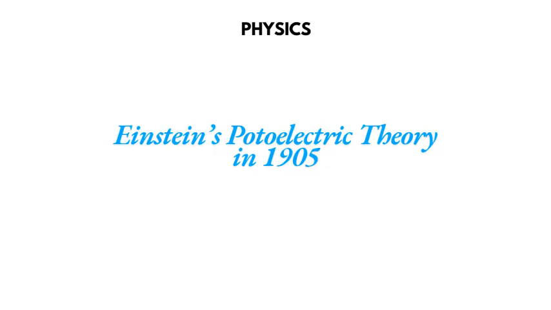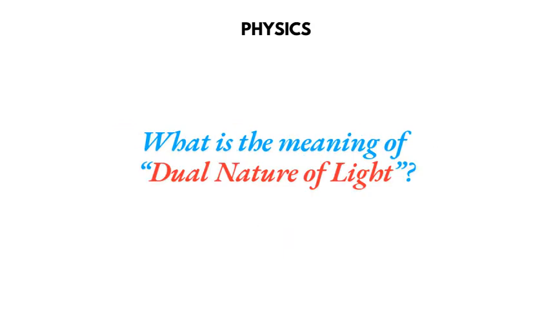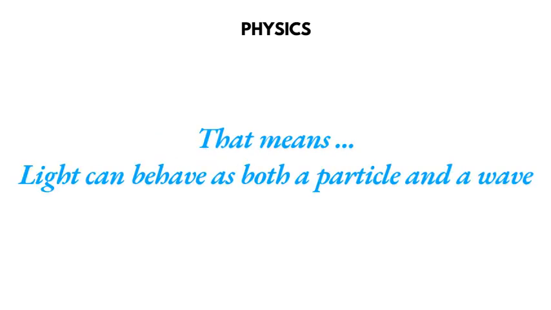In 1905, Einstein published his paper explaining this phenomenon theoretically in his famous photoelectric theory, which won him the Nobel Prize, in which he explained the photoelectric effect in detail, proposing the dual nature of light. What is the scientific meaning of the dual nature of light? In simple words, the dual nature of light means light can behave as both a particle and a wave.